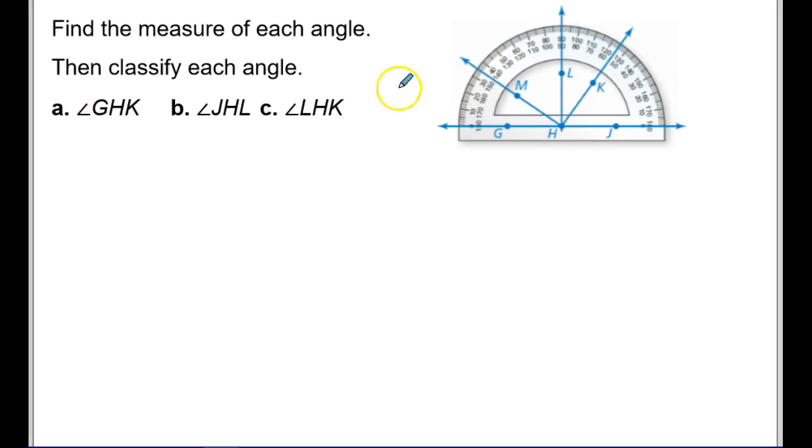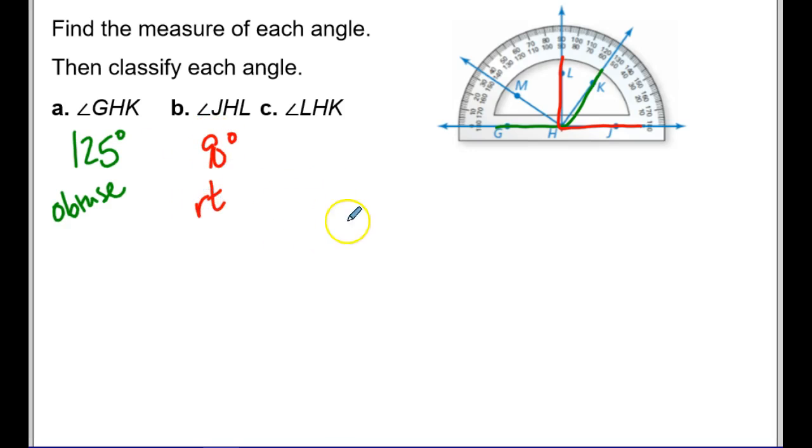So first I'm looking at angle GHK, that green one. I can use my protractor, and I see I start at 0. I go past my 90, so I see I'm at 120, and it's going to be 125 degrees. And that's how we would write that. So this is between 90 and 180, so I know this is an obtuse angle. Now let's look at our next one, JHL. Using my protractor, I see it's exactly 90 degrees, so that's a right angle.